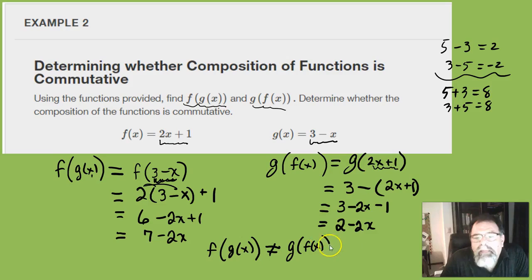Now there are some cases where they will be equal, but in math, if you want a property, it has to be true for all cases, right? So if there's one case where it's not true, then you can't say it has that property. Most functions f and g, if you do composition and switch it, you're going to get a different outcome. There are some where you get the same outcome, but we're not going to worry too much about what causes that.